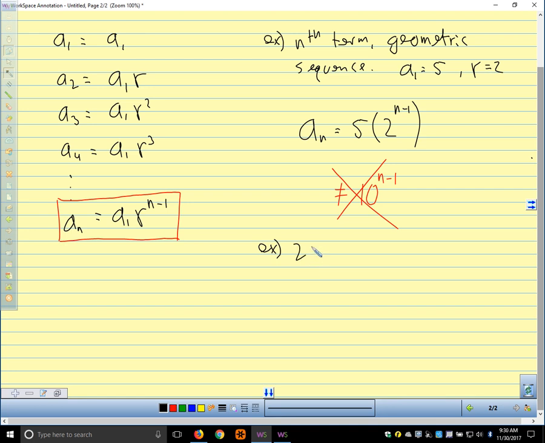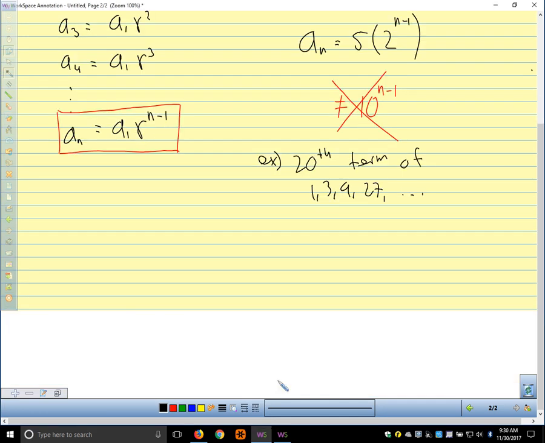Let's find the 20th term of that sequence. So we need to decide to find our 20th term: is it arithmetic? Is it geometric? Or is there some other rule that we have to figure out? So what do we think? Geometric? Geometric, r equals 3.